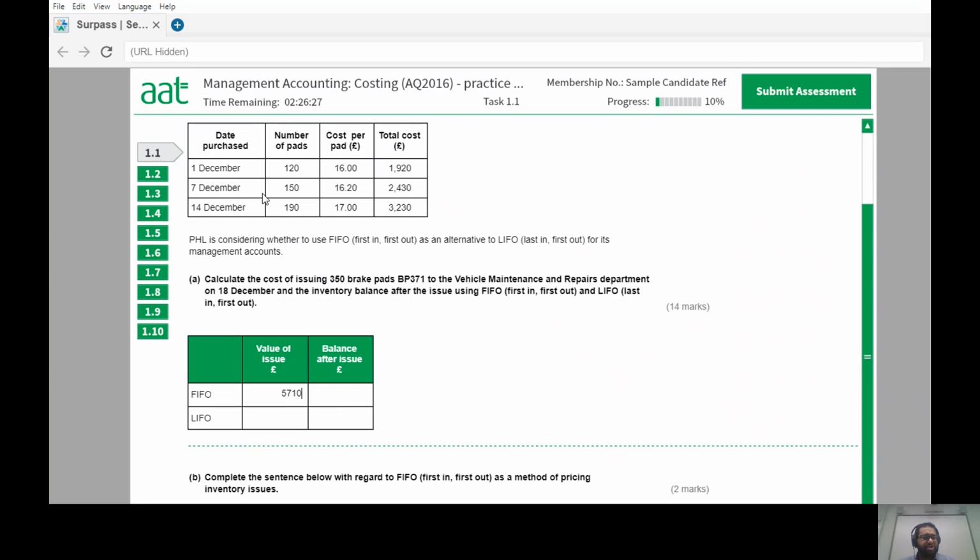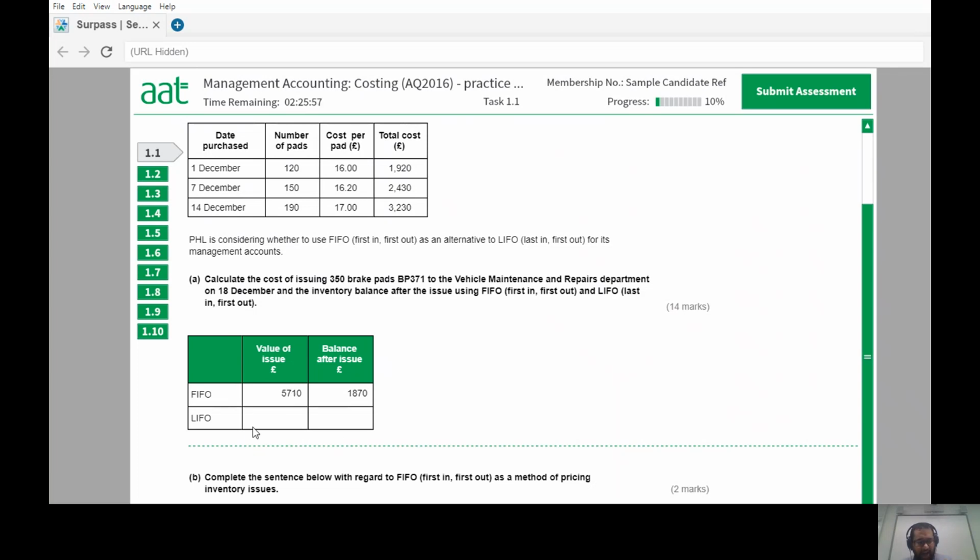And then once we issued 80 from here, we got 110 left, 110 from the 14th of December receipt of goods. So therefore 110 multiplied by 17 should give me 1,870. So now if we add these two figures together, plus 5710, am I getting 7,580? Yes. So that way you can confirm your calculation is correct.